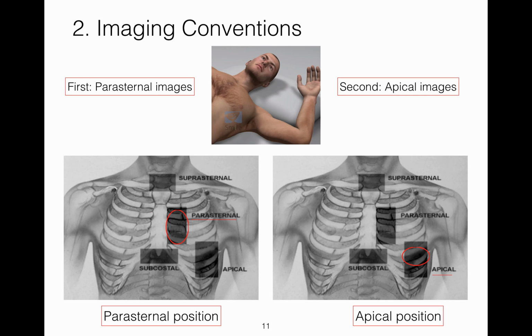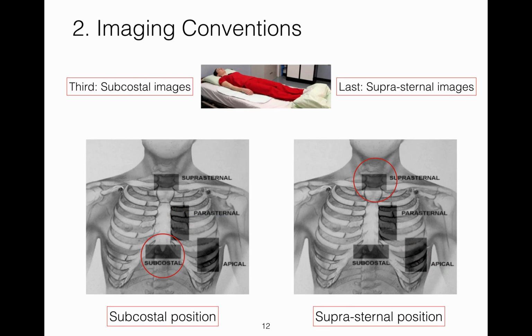For parasternal and apical images, patients should be positioned in the left lateral decubitus position. By convention, standard echocardiographic examinations start with images from the parasternal position. These images are acquired by placing the transducer in the 3rd, 4th or 5th left intercostal space. Subcostal and suprasternal images are acquired with the patient supine.